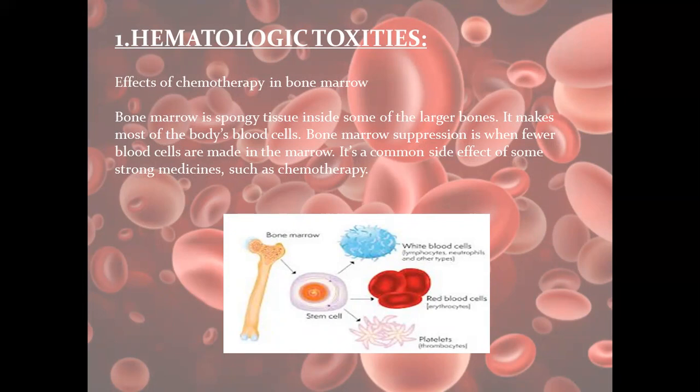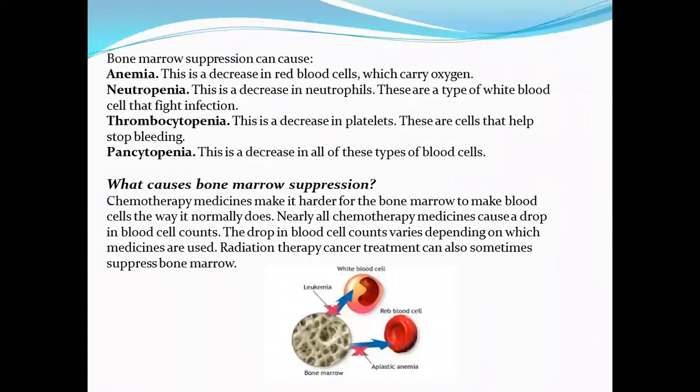The picture which I have shared shows bone marrow, which makes white blood cells, red blood cells, and platelets. Now, what is bone marrow suppression? It can cause anemia, a decrease in red blood cells; neutropenia, a decrease in neutrophils; thrombocytopenia, a decrease in platelets; and pancytopenia, a decrease in all types of blood cells.